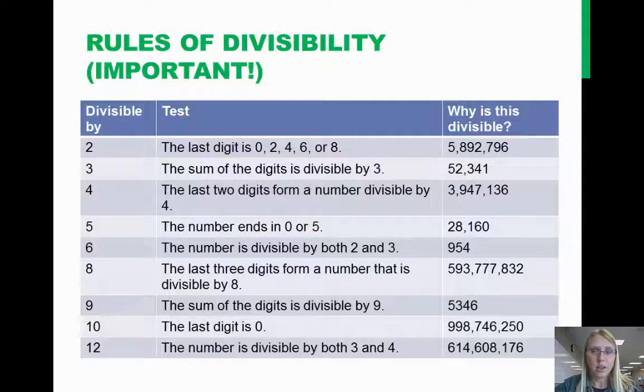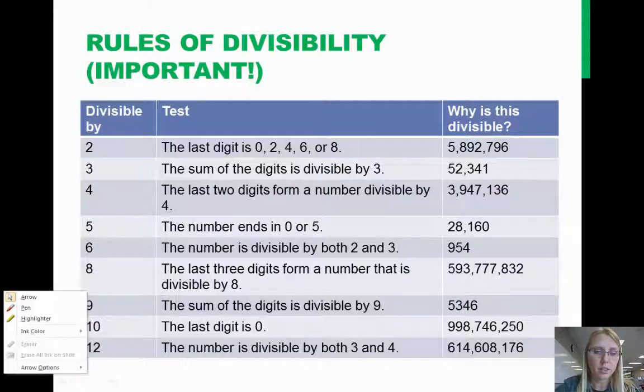This is also important, and it's going to take you a while to copy this down, but you need it for your notes. So we're looking at the rules of divisibility. First of all, you know that something is divisible by 2 if it has the last digit of 0, 2, 4, 6, or 8. Another way of saying that is as long as it's even, it's divisible by 2. So let's look at this number, 5,892,796. We know that that is divisible by 2 because it ends in a 6, and 6 is an even number. So that for sure is divisible by 2.